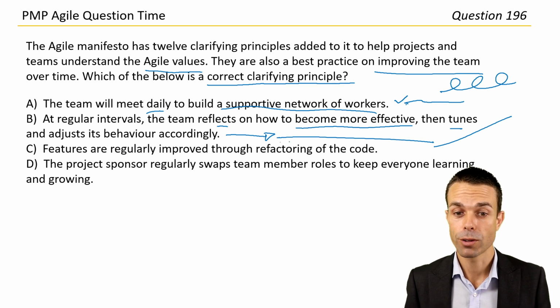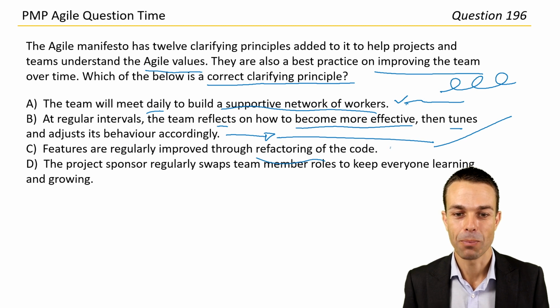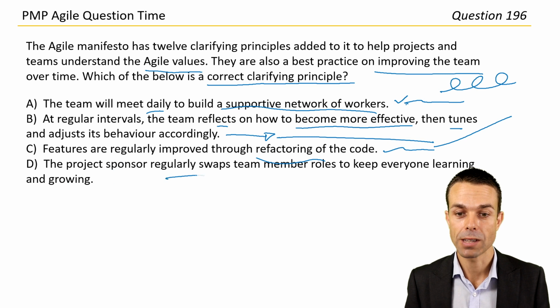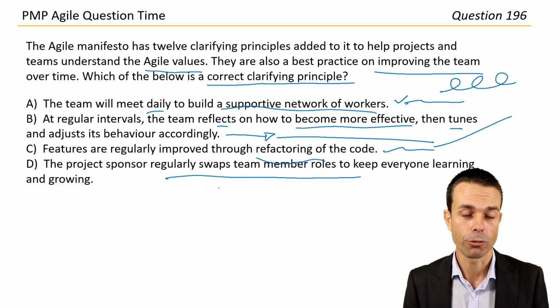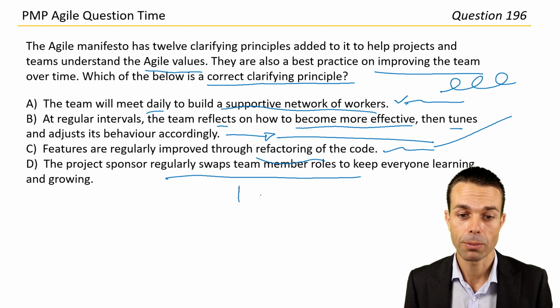Features are regularly improved through refactoring of the code. That's actually a good one as well. I really like that, but not for our clarifying principle. The project sponsor regularly swaps team member roles to keep everyone learning and growing. That's not necessarily how we do it in an Agile team. We prefer pairing up together.